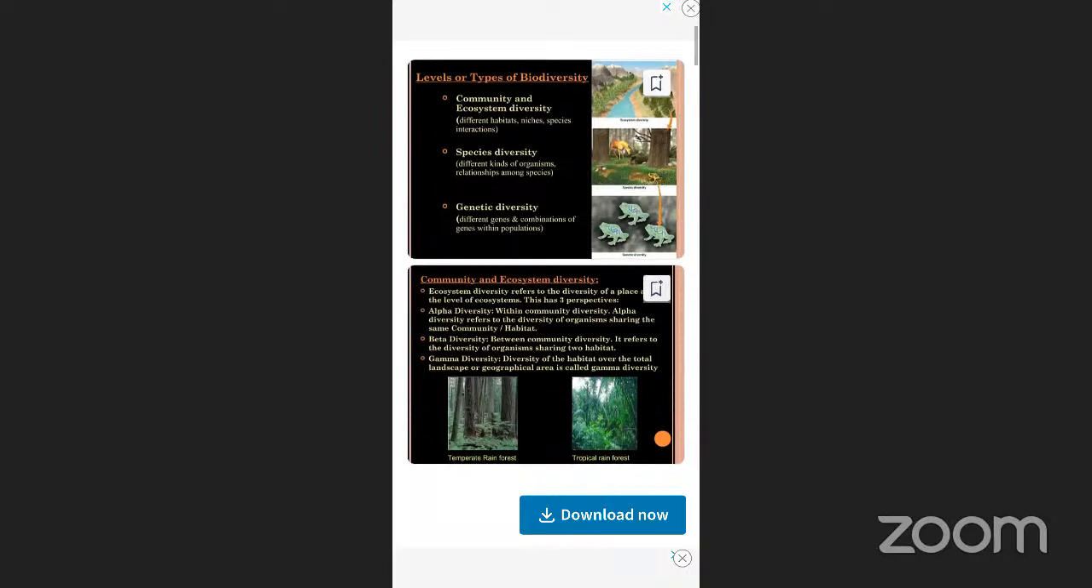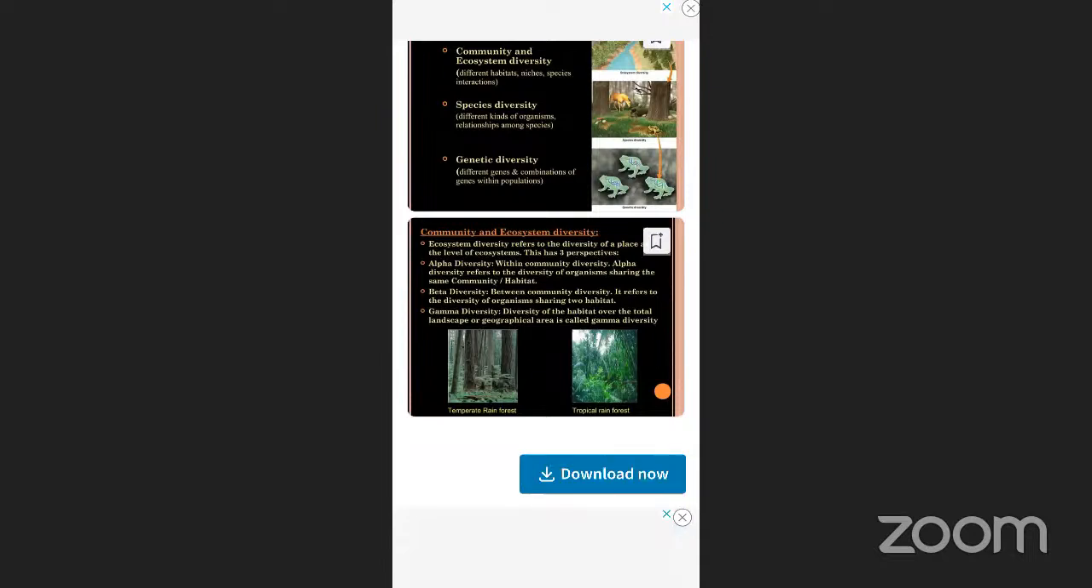What are the community and ecosystem diversity? Ecosystem diversity refers to diversity at the level of the ecosystem. These are the three perspectives. Already we discussed alpha biodiversity, beta biodiversity, and next one is gamma biodiversity.